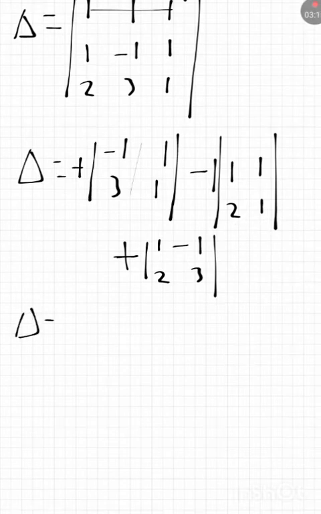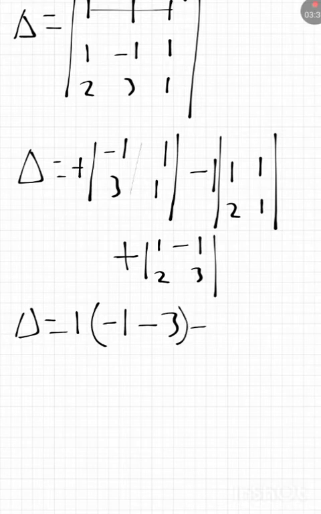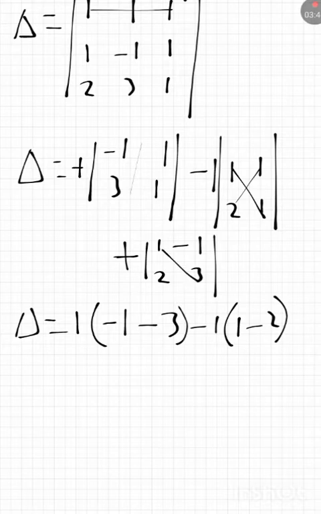I have my delta is equal to 1 into bracket. I will multiply the first diagonal minus the product of the second diagonal. So I have minus 1 minus 3. Then I have minus 1 into bracket, the product of this diagonal minus the product of this diagonal. So I'm going to have 1 minus 2. The same thing, the product of this diagonal minus the product of this diagonal. That is going to be plus 1 into bracket 3 minus 2.